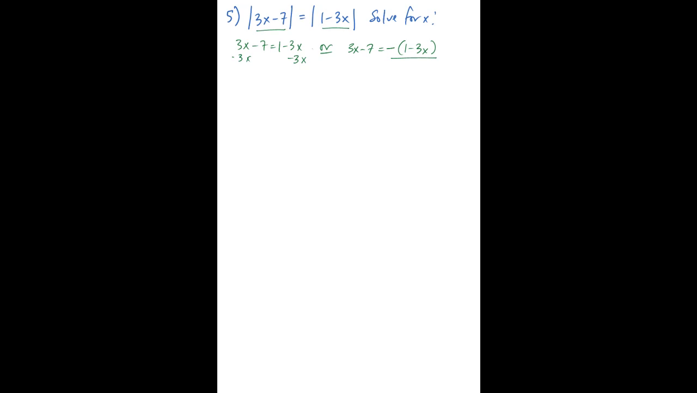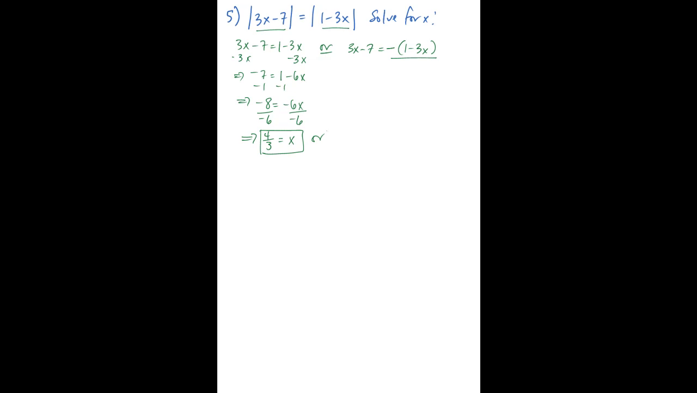And I will get negative 7 equals 1 minus 6x. Now I can subtract 1 from each side. Now we'll get negative 8 equals negative 6x. And I can divide both sides by negative 6. So I get 4/3 equals x. That's one possible solution.